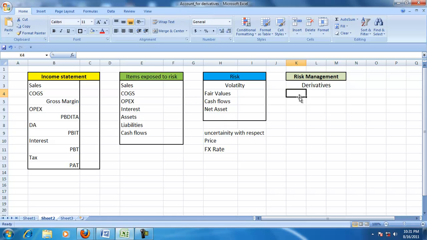So to summarize, because of the volatility in the fair value or the cash flow, the items on the financial statements are subject to or exposed to risk. When we say exposed to risk, there will be a huge effect on the balance sheet, income statement and cash flow because of this volatility. So the companies try to manage this risk, reduce this risk, mitigate this risk by using derivatives.